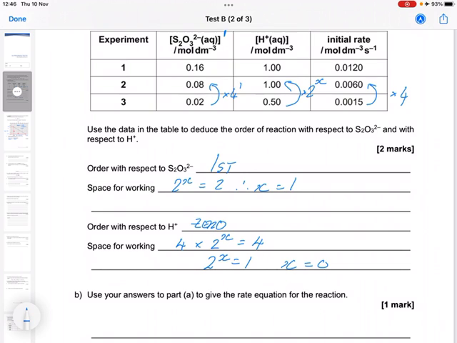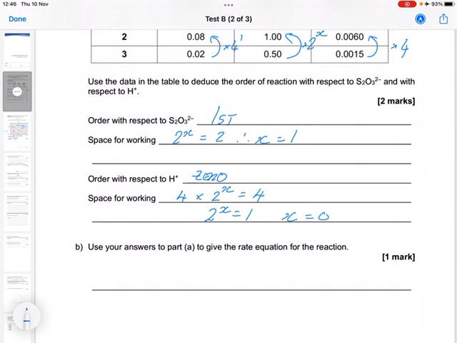So 0 order. Use your answers to part A to give the rate equation. So the rate equation is equal to k and then S2O3 2 minus.